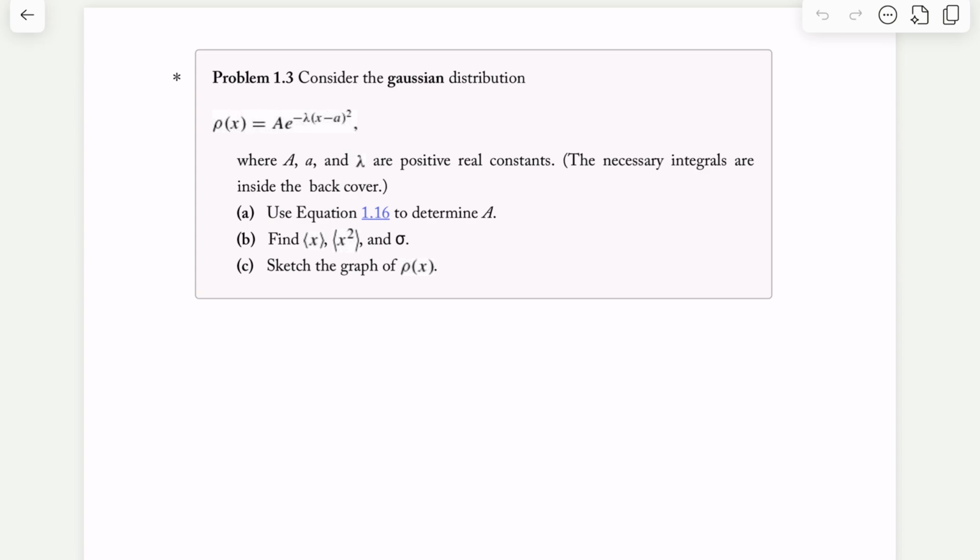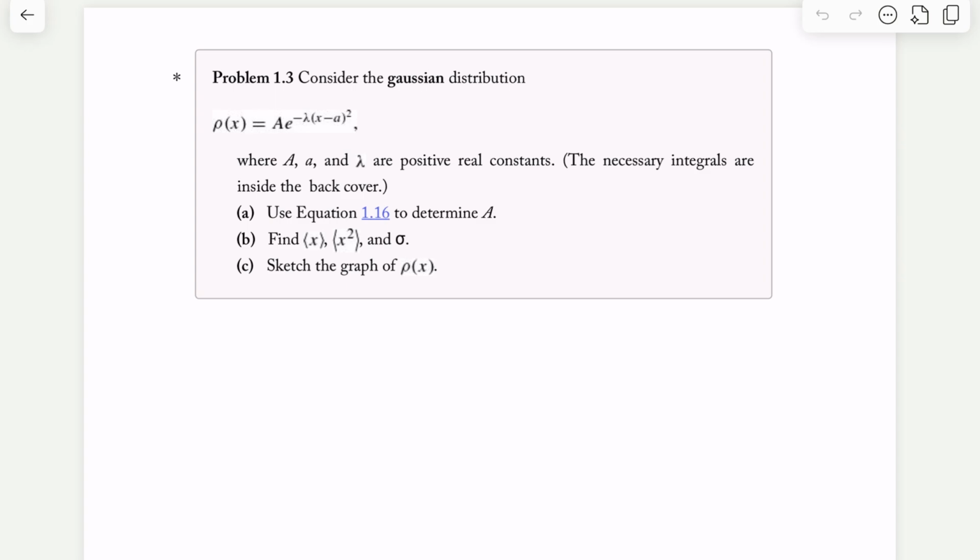Now, you're asked to use equation 1.16 to determine A, and I will write equation 1.16 shortly. You are also asked to find the expectation value of x squared, and the sigma, or the standard deviation. And we will not do the sketch of the graph because you can basically look for it. So let's first write the equation that is being referred to in the problem.